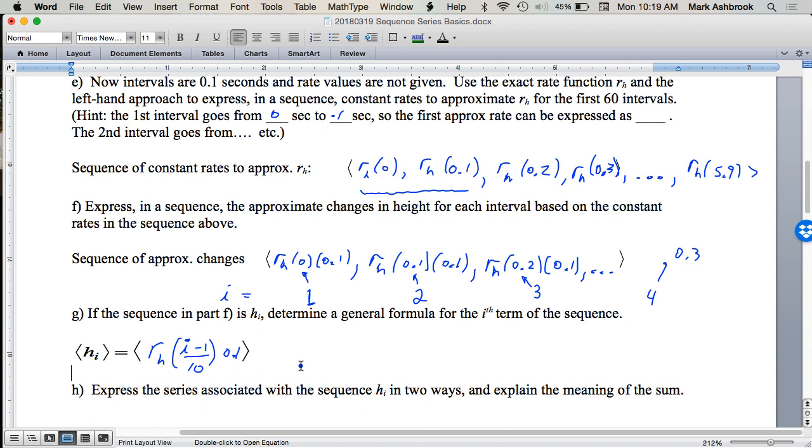All right, so this associated series in 2 ways. So without writing it, one way would just be to show these all added together. R sub h of 0.1 plus that, etc. And then we could also use summation notation. The sum as i goes from 1 to 60. This is a finite sum, right? 1 to 60 of that, right? That thing right there expresses what? Adding up all of these. Adding up that, plus all the way to the 60th one.